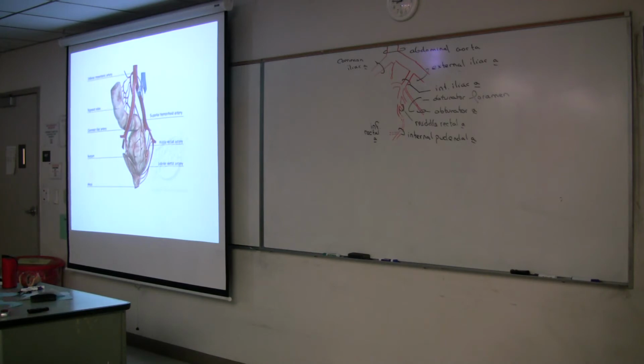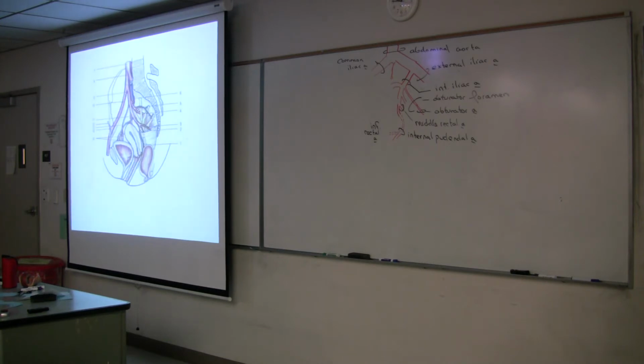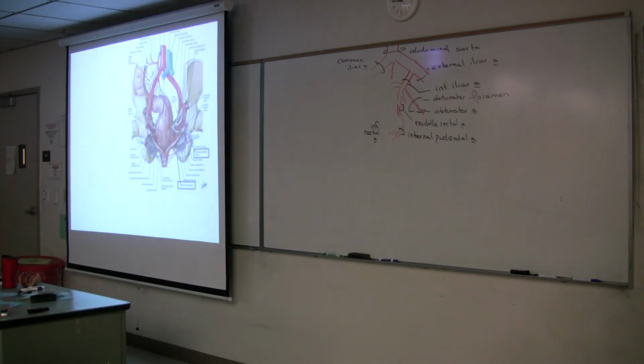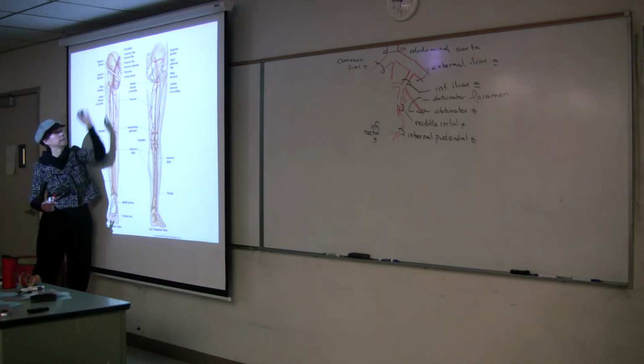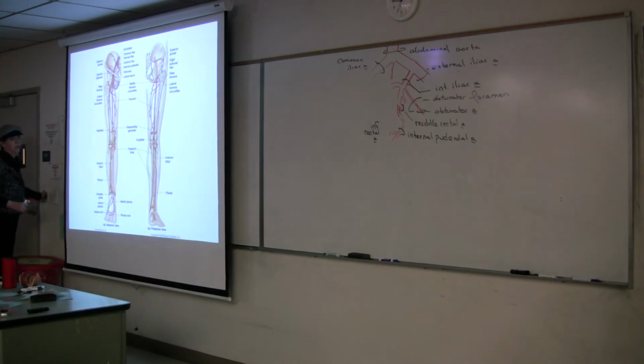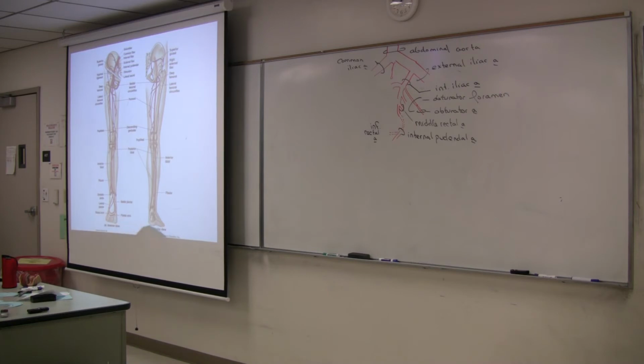Let me put this one up on D2L so you have a copy of it, and this one, okay? This one is too blurry. But if you have Netters, you can look at the one that we have here in the classroom. All right, so that's the branches of the pelvis. And now we'll look at the blood supply to the lower extremity itself.